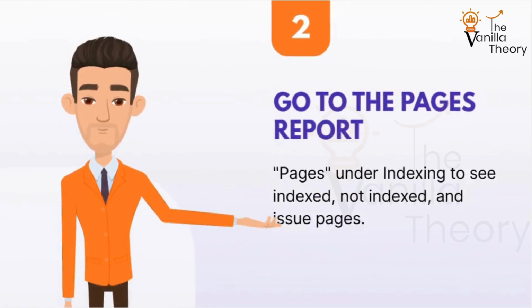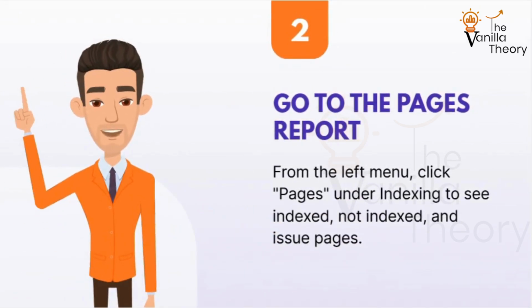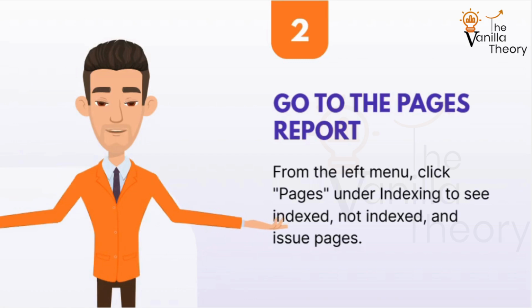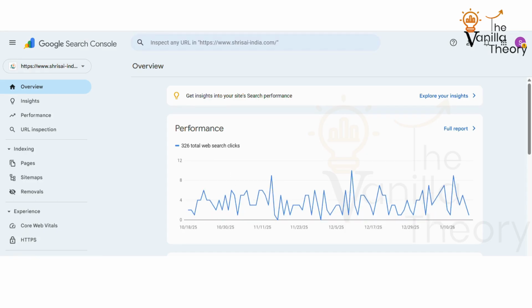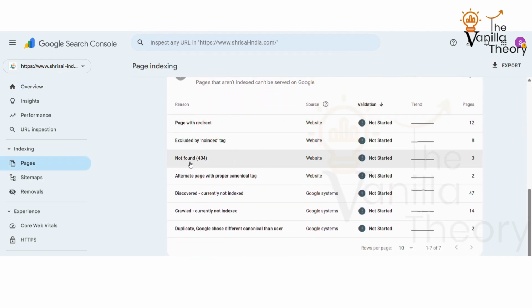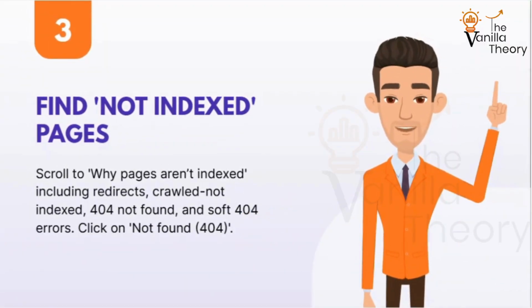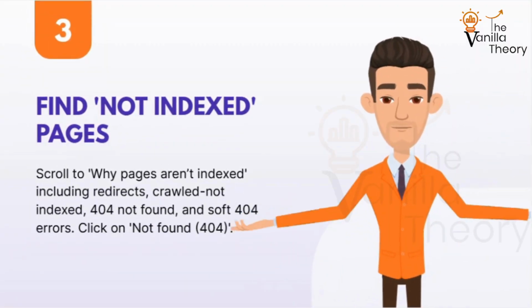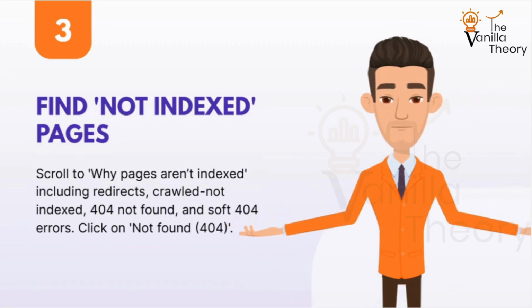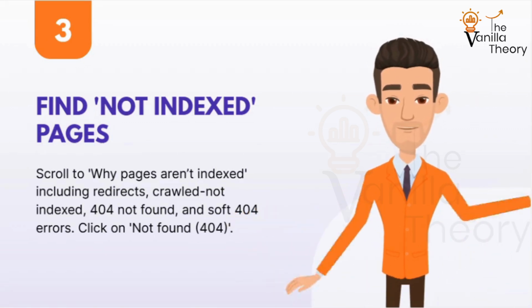2. Go to the Pages report. From the left menu, click Pages under Indexing to see Indexed, Not Indexed, and Issue pages. Find Not Indexed pages. Scroll to Why Pages Aren't Indexed, including redirects, crawled not indexed, 404 not found, and soft 404 errors. Click on Not Found 404.